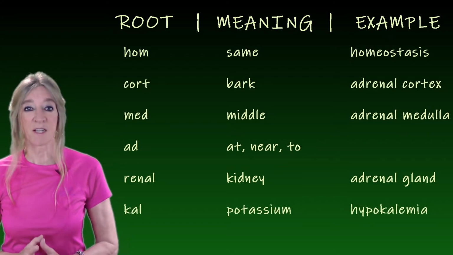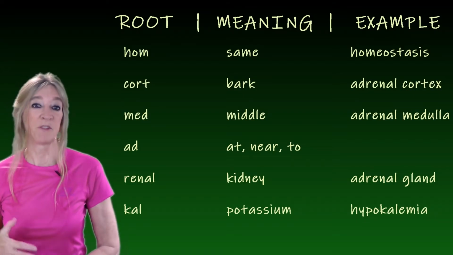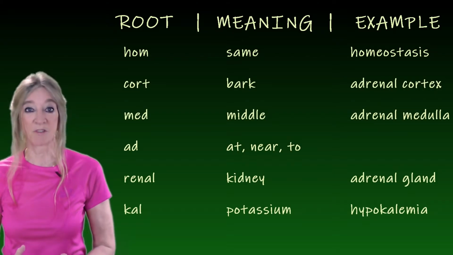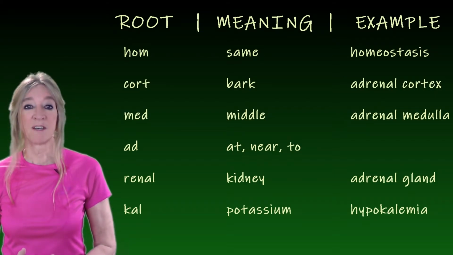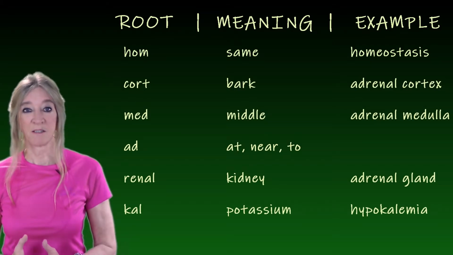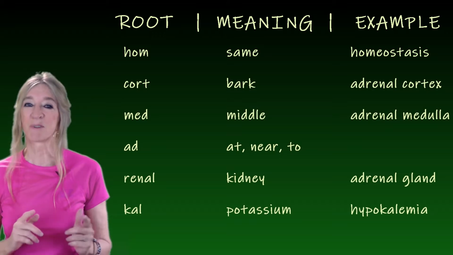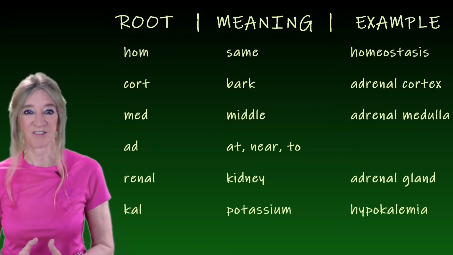The next root, kal, meaning potassium. If you've studied chemistry, you will recognize that capital K as the chemical symbol for potassium. An example, hypokalemia, insufficient potassium in the blood. Don't ever mix those two up.